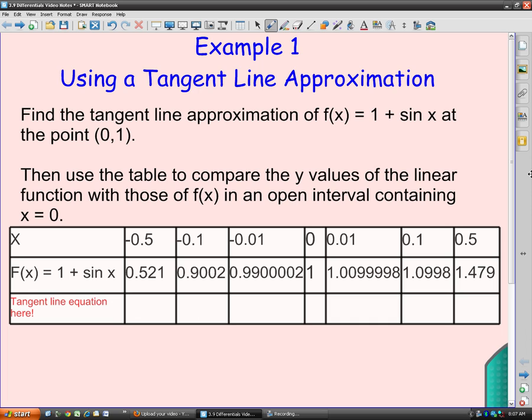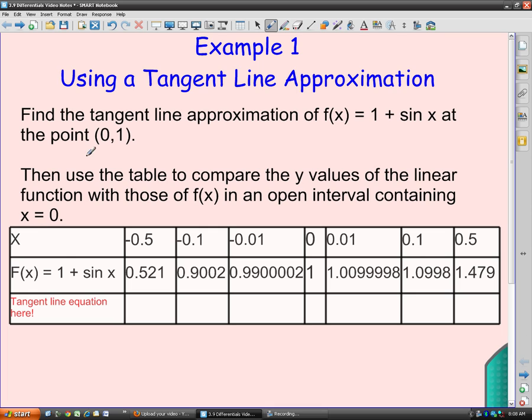Basically, we're going to find the tangent line to this function, and once we find that, we'll put it here, and then we'll use these. What I've done is I've already plugged in these values as we approach 0, to see what's happening for my original function, and we'll see how the tangent line approximation is close to that.